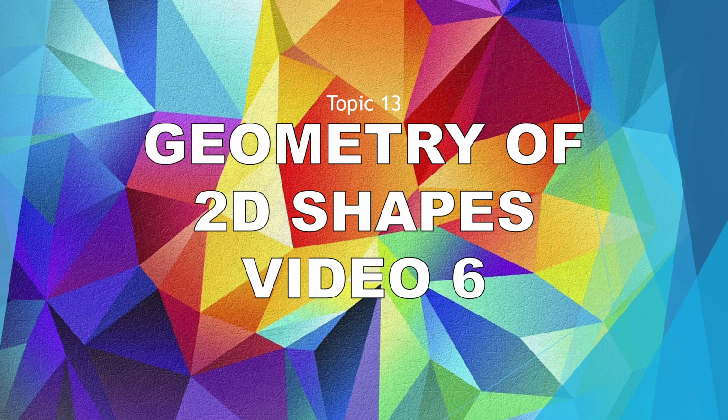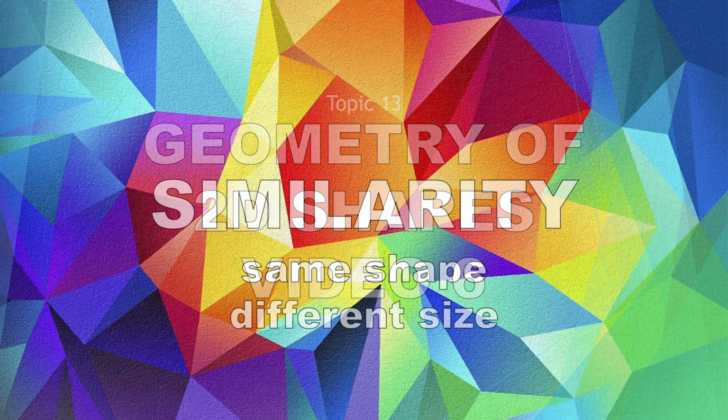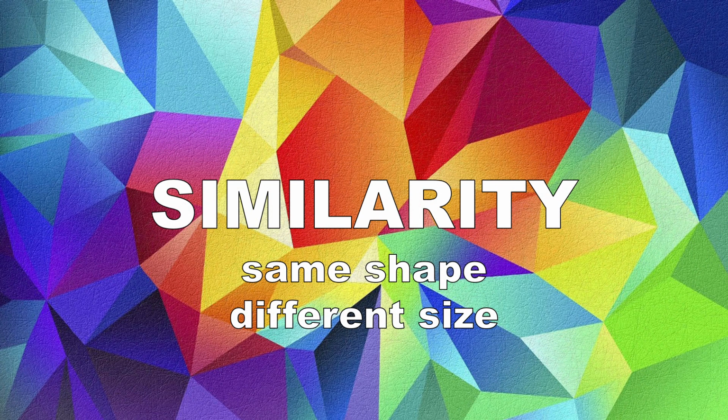Hi guys, we're still on 2D shapes. In this lesson we're going to be working with similarity. Similarity meaning that two shapes, for example, have the same shape but they have a different size. So the one's small, the one's big, but they're the same shape.